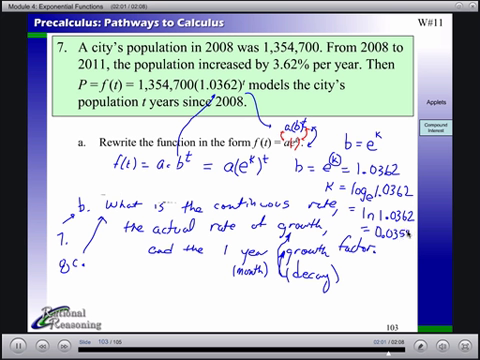0.035. Let's just round it to 6. Is that the right rounding? 0.0356.